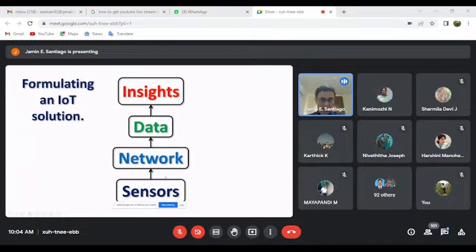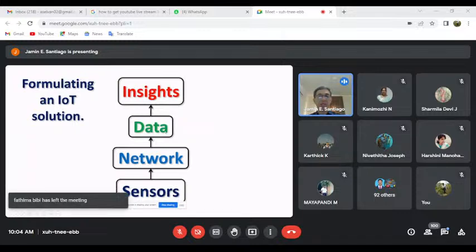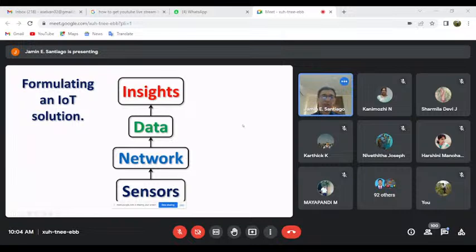But since I have a lot of experience in making the projects, usually from the sensors it's easy. I buy the sensors, then I connect them to a network. From the network, we can get the data. The problem now is how to get the insights from the data. But this is now the overall structure of how to formulate an IoT solution. We can look at it from the top down or from the bottom up.